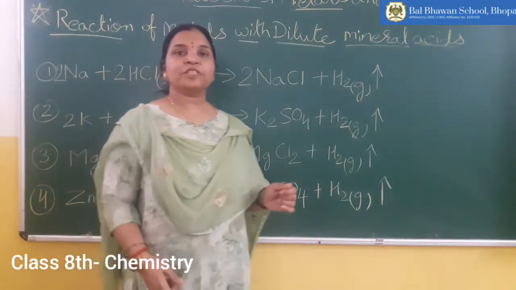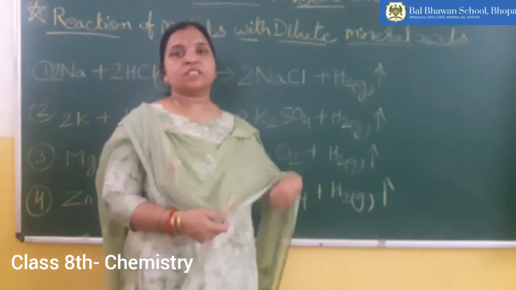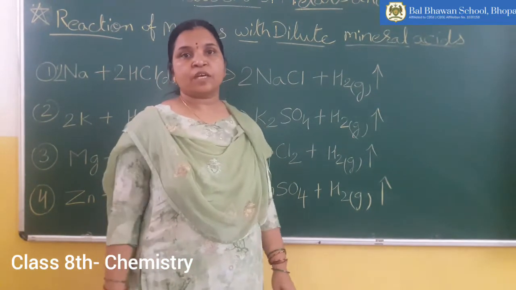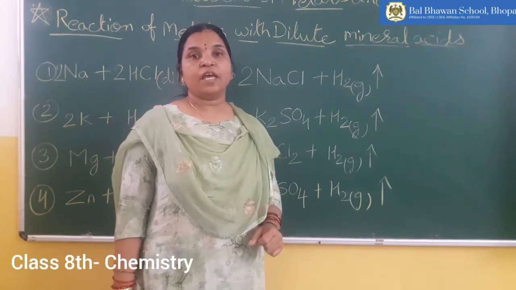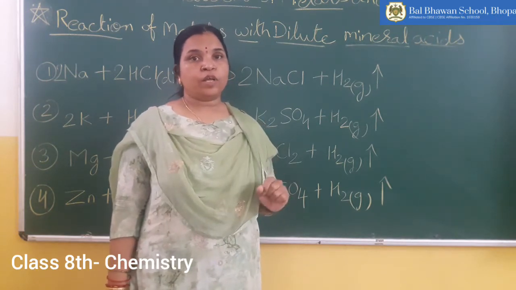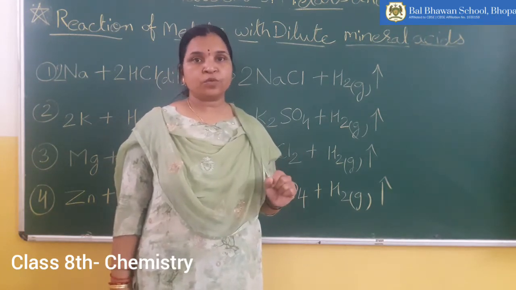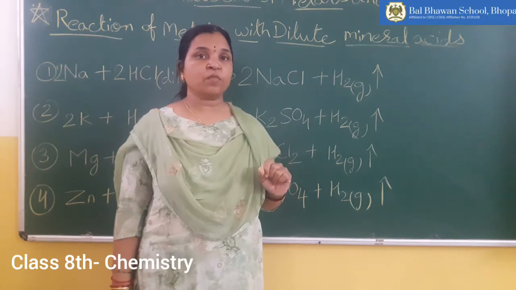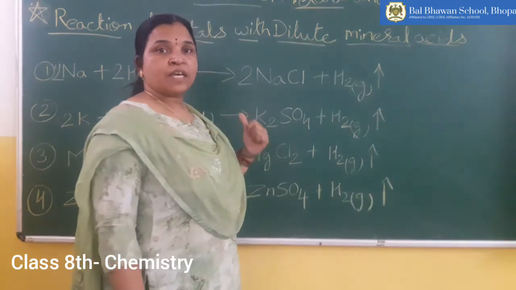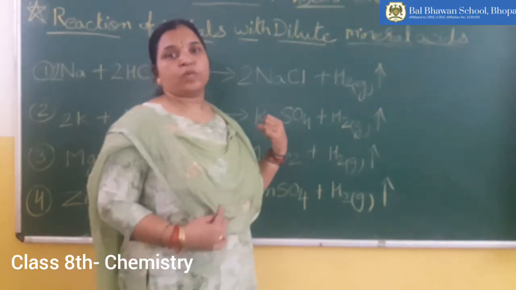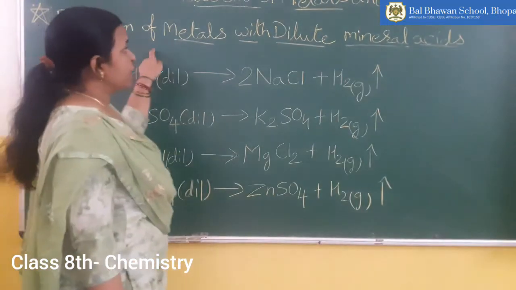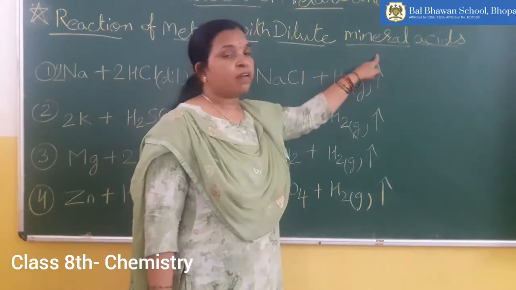Good morning, dear students. Last time we discussed the reaction of metals and non-metals with oxygen and the reaction of metals and non-metals with water. With respect to these two reactions, we have also discussed the reactivity series. Today we will be discussing the next chemical property of metals and non-metals, that is, the reaction of metals with dilute mineral acids.